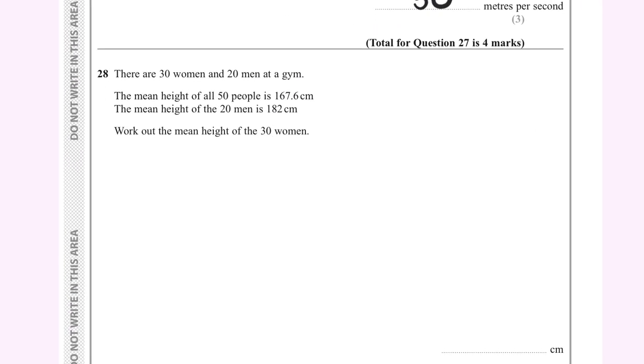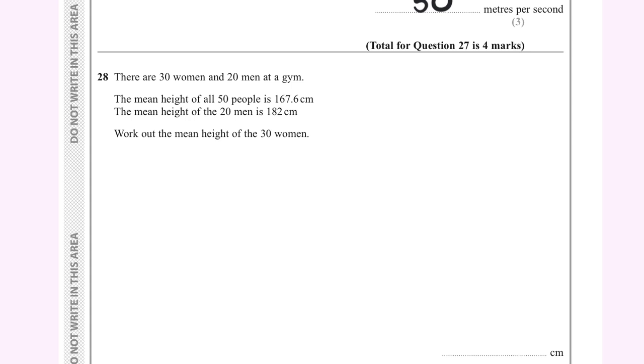Okay, we're nearly there. 30 women and 20 men at a gym. We've been given the mean height of all the people is 167.6, and the mean height of the men is 182 centimetres. We're looking for the mean height of the 30 women.